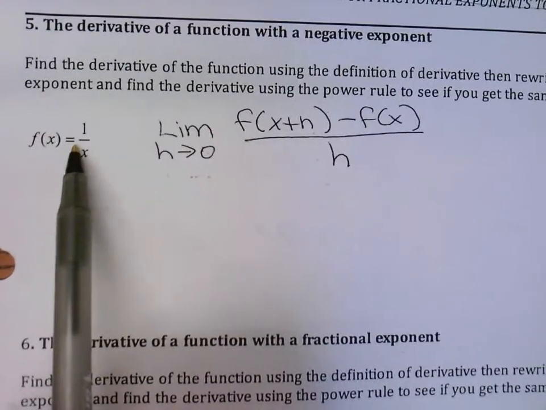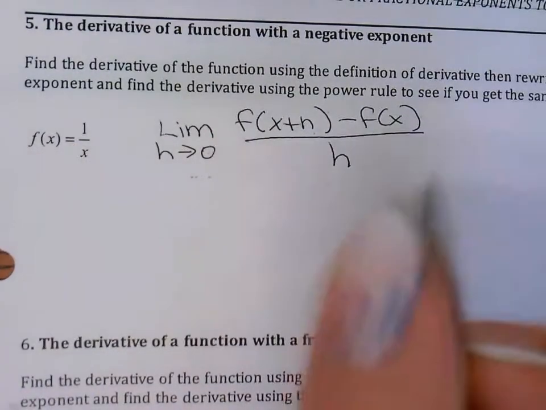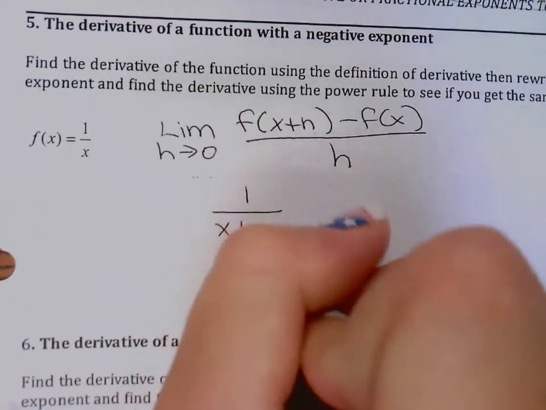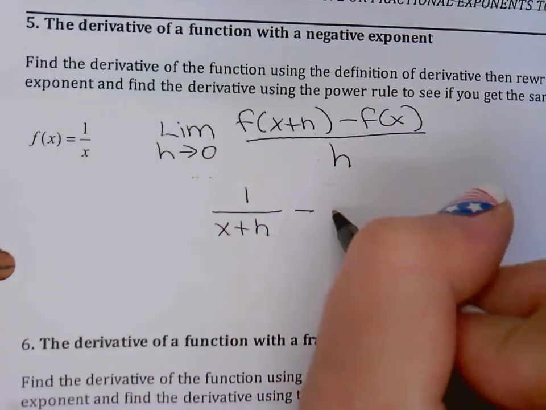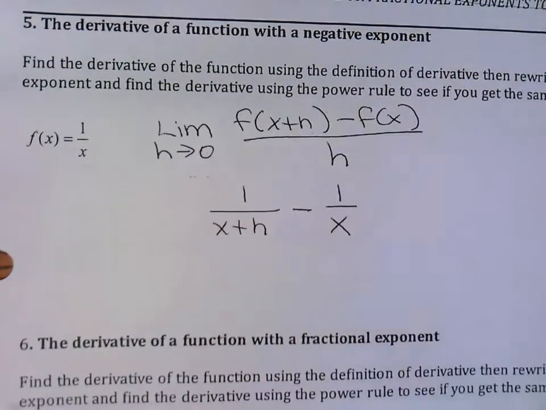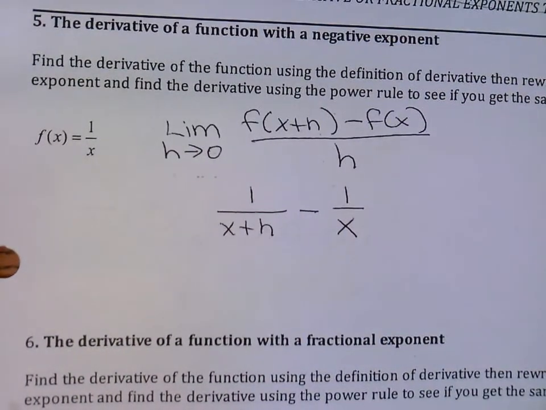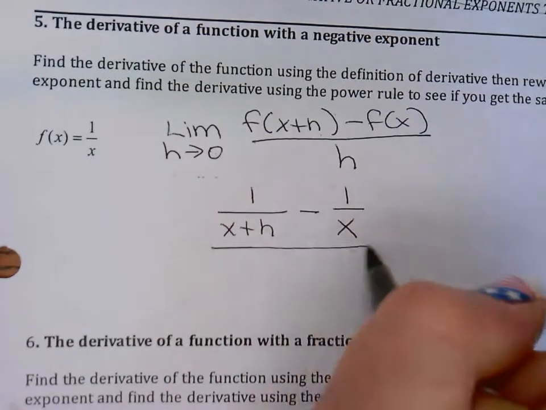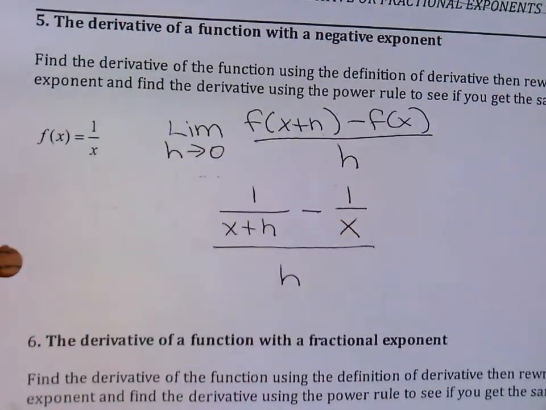So I'm going to have 1 over x plus h, and then minus f of x, which is just minus 1 over x. So I'm subtracting off the function, and I still have all over h in the denominator. I want to simplify this a little bit so I can take the limit as h approaches 0. Right now I can't plug in 0 because of the denominator.